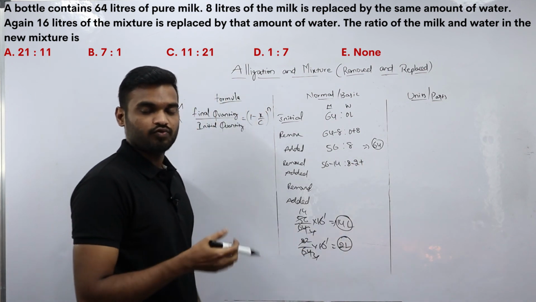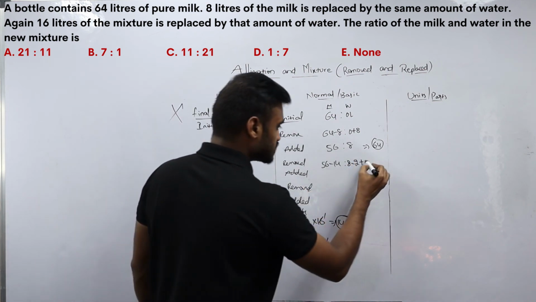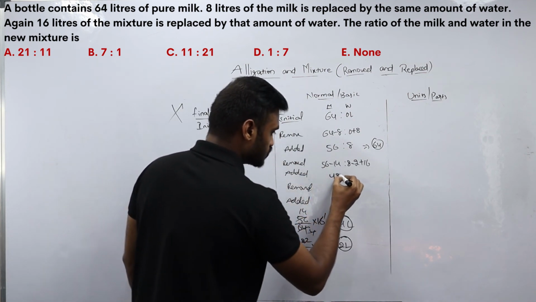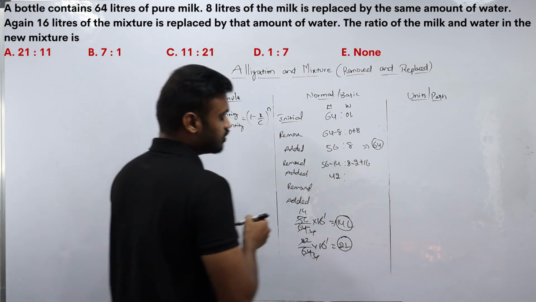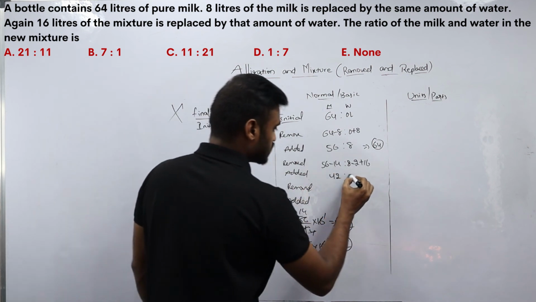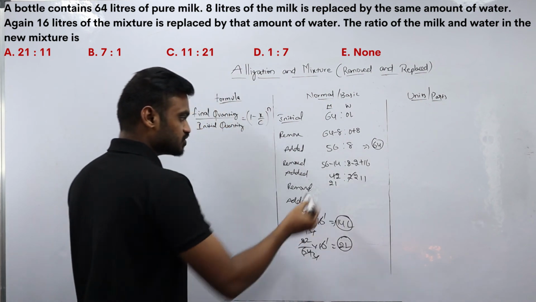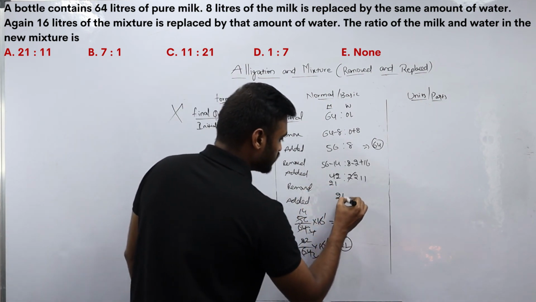Now, in the same quantity, we are adding water. So, plus 16. So we will get 56 minus 14 will be 42, and 8 plus 16 will be 24, and minus 2, that is 22. 2 elevens, 2 twenty-ones. So the final ratio of milk and water is 21 is to 11.